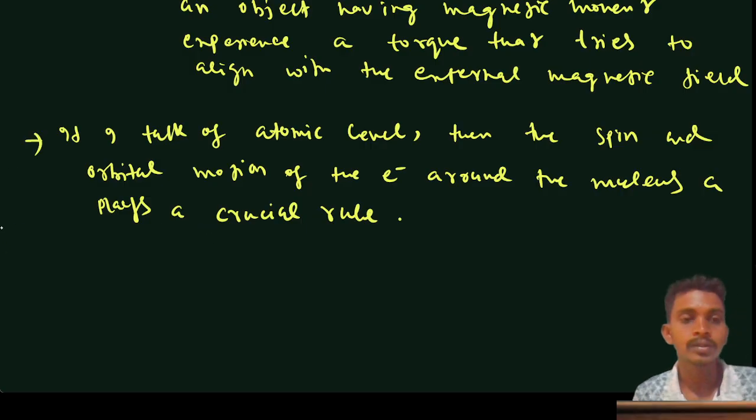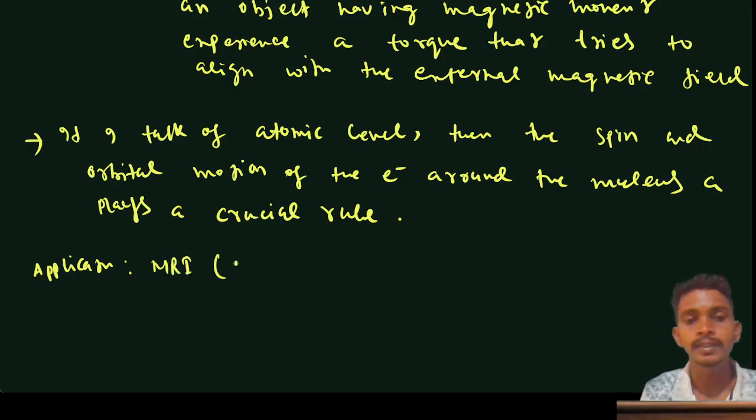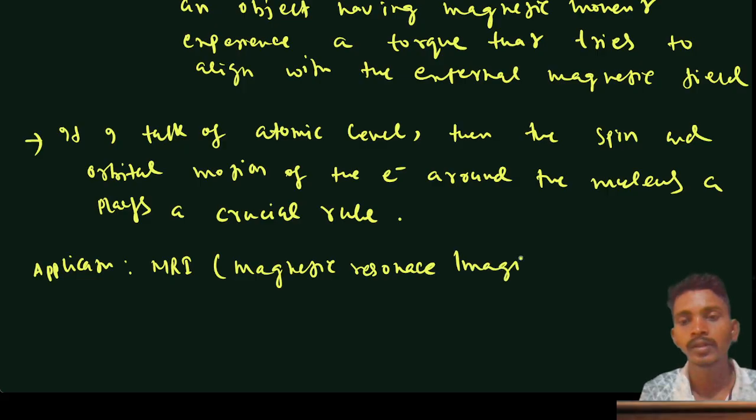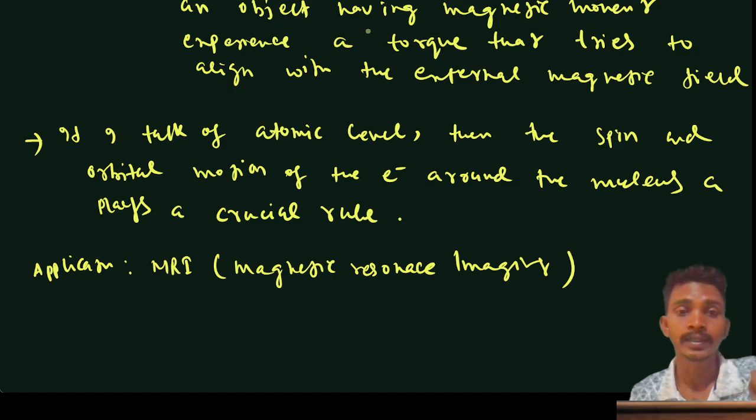Okay. So what are the applications of it? One application is MRI, that is magnetic resonance imaging. Here we use the magnetic moment. So these are the basics of what magnetic moment is, how it works, and what its applications are. Although these things will not come in the NET exam, I am just giving this introduction.